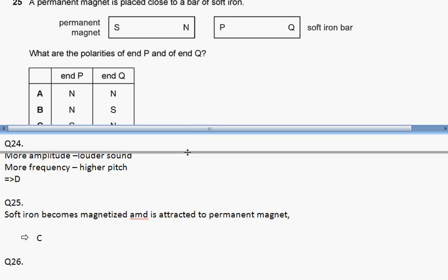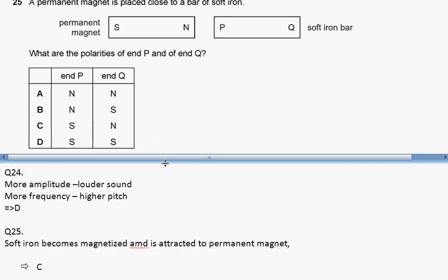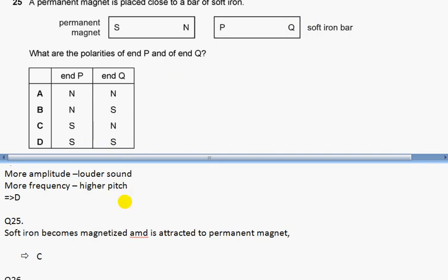25. A permanent magnet is placed close to a bar of soft iron. What are the polarities of P and Q? So when you put magnetic material near a magnet, this magnetic material becomes magnetized and it attracts. It means that here we have south and here we have north. So south north is answer C. So we choose answer C.